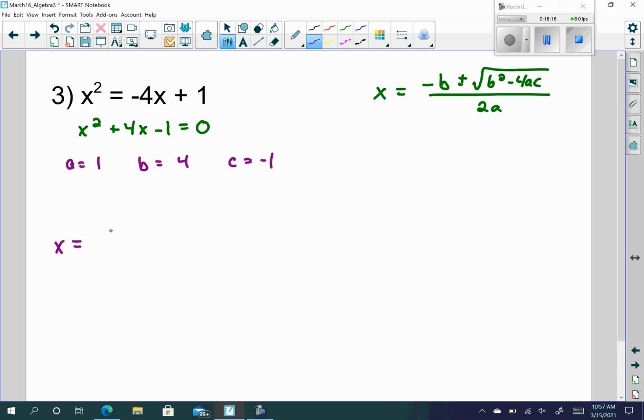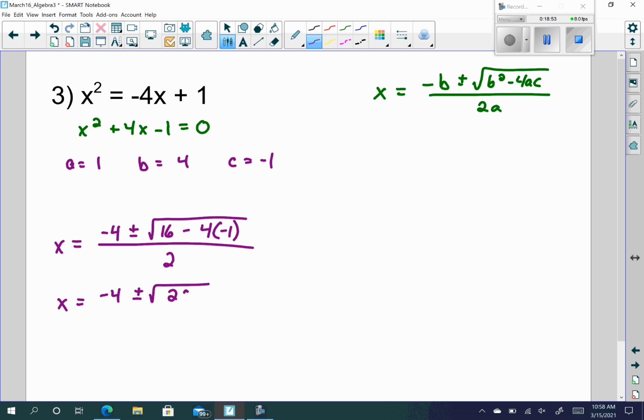So x is going to equal opposite of b, so negative 4, plus or minus the square root. b squared will give us 16 minus 4 a times c, which will give us a negative 1. And then over 2 times a, that's 2 times 1, which is 2. Again, let's take care of what's underneath our square root. So we'll get negative 4 plus or minus. This becomes 16 plus 4. So we'll get a 20 over 2.